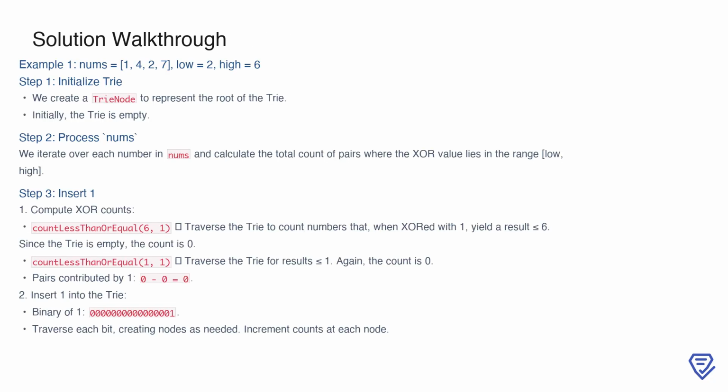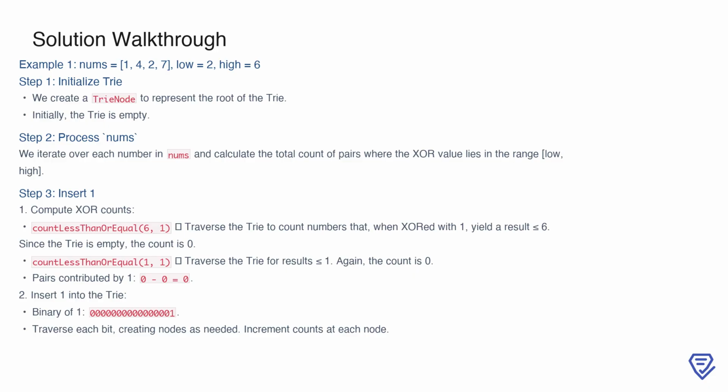To solve this problem, we use a tree data structure, which helps us efficiently count the number of pairs with XOR values falling within the given range. Let's start with the example where nums equals 1, 4, 2, 7, low equals 2, and high equals 6. First, we initialize an empty tree. The root of the tree is represented by a tree node, and this will serve as the foundation for our subsequent operations.